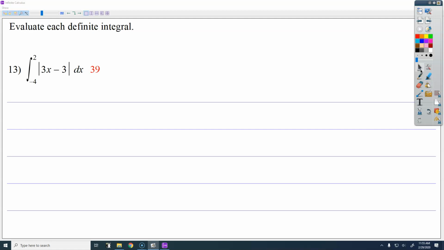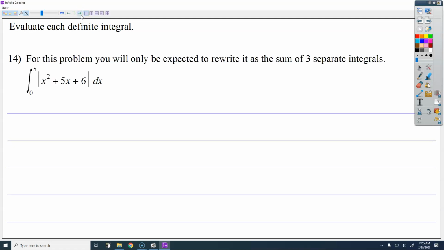Okay. We're going to do one more like this, but we're not going to take it all the way through, and you're not going to be expected to do that on your test either. This one, all I want you to do is to set it up as 3 separate integrals. So as soon as you get to the place where you've written it as 3 separate integrals, you're good to go. Okay, so the first thing we're going to do is we want to set the inside equal to 0, right? On this one, you have to factor and solve.